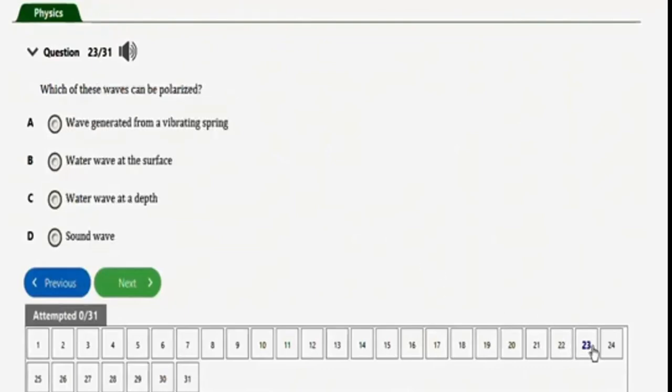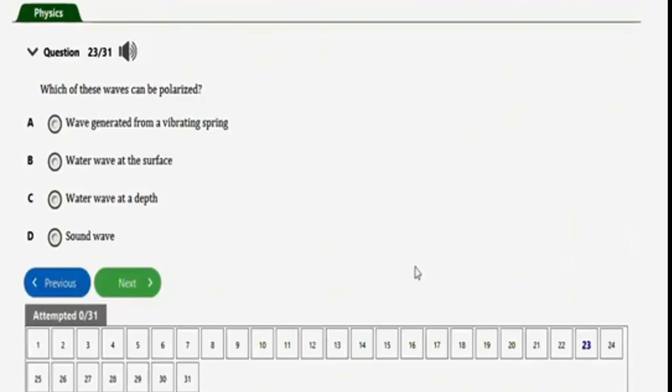It says which of these waves can be polarized? Well, we have wave generated from a vibrating spring, option A. Option B, water wave at the surface. Option C, water wave at a depth. Option D, sound wave. So it says which of these waves can be polarized? So the correct option to this question is option B, which is water wave at the surface.